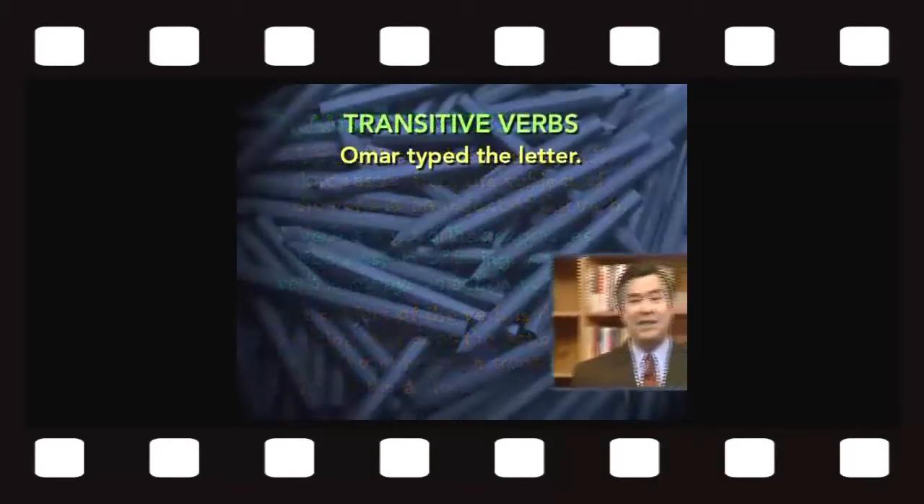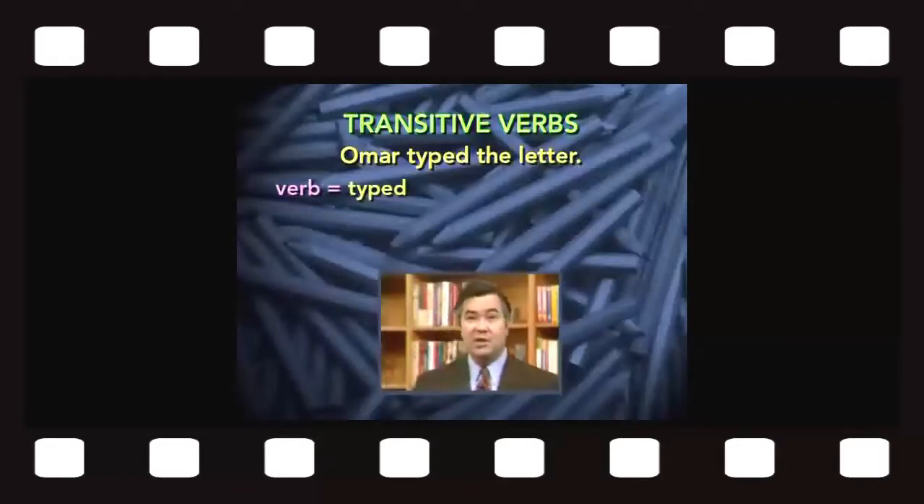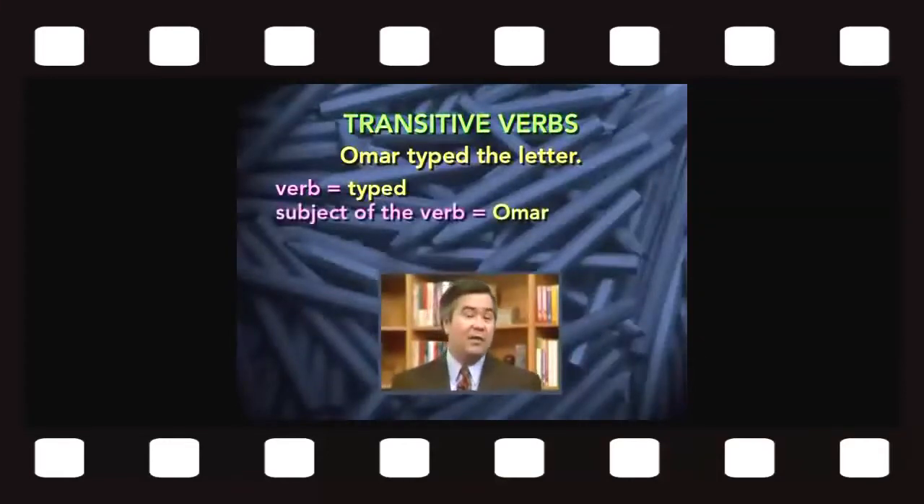Take a look at this sentence as an example. Omar typed the letter. Now, what's the verb in this sentence? The verb is the word typed. What's the subject of the verb typed? That is, who or what did the typing? The answer is Omar. So Omar is the subject, typed is the verb.